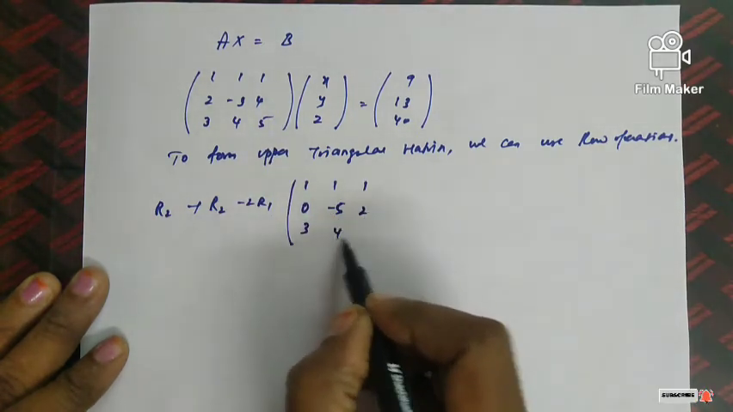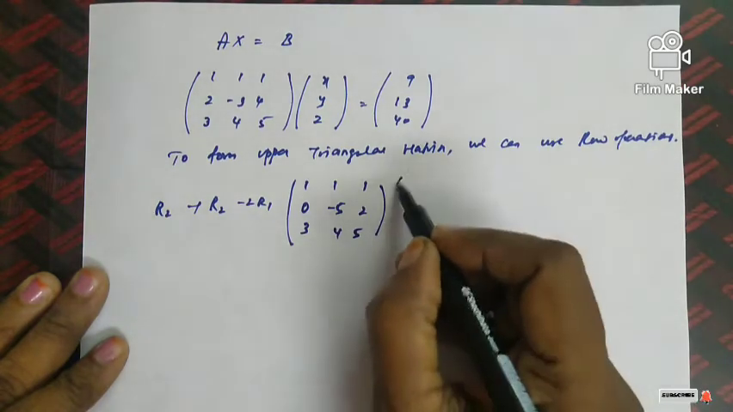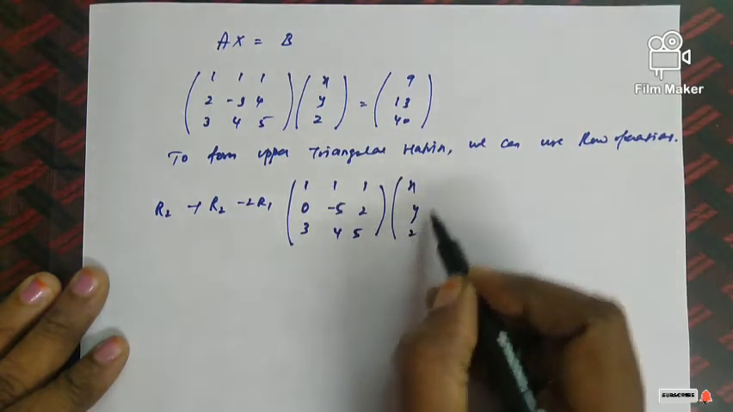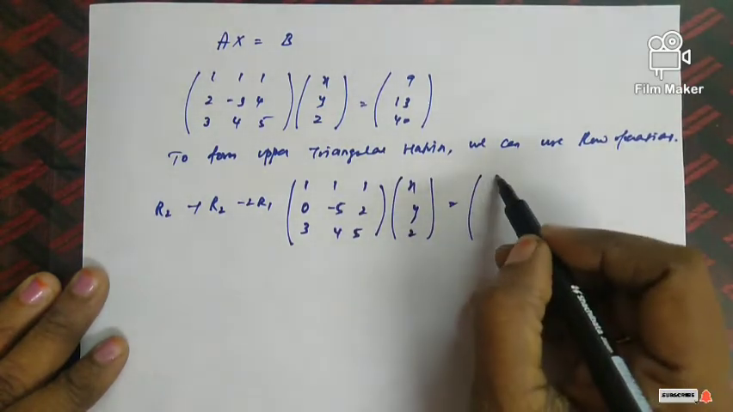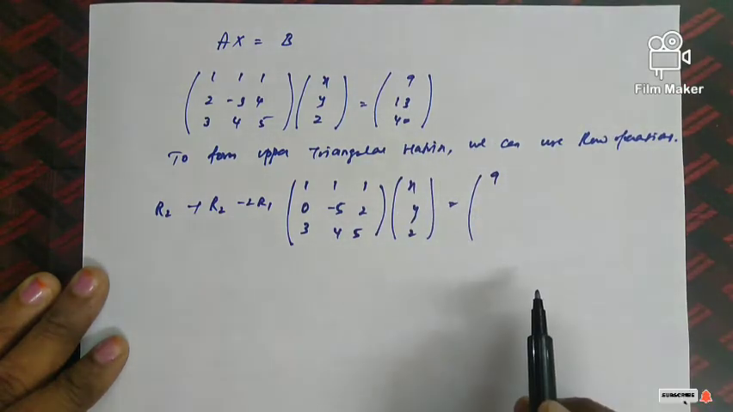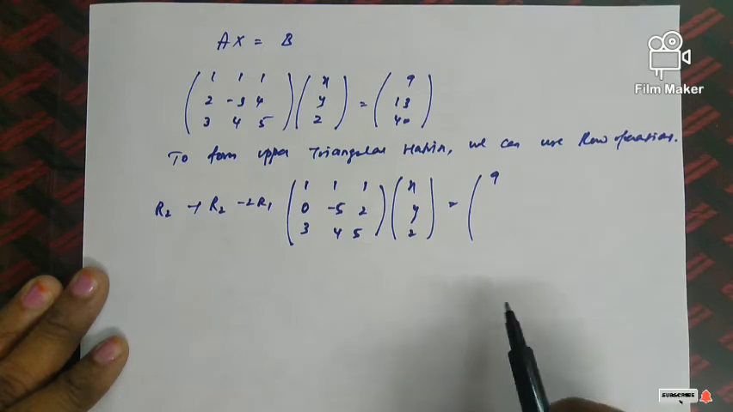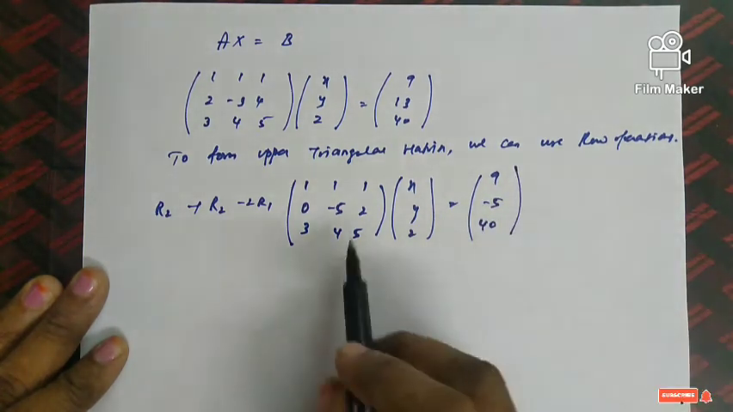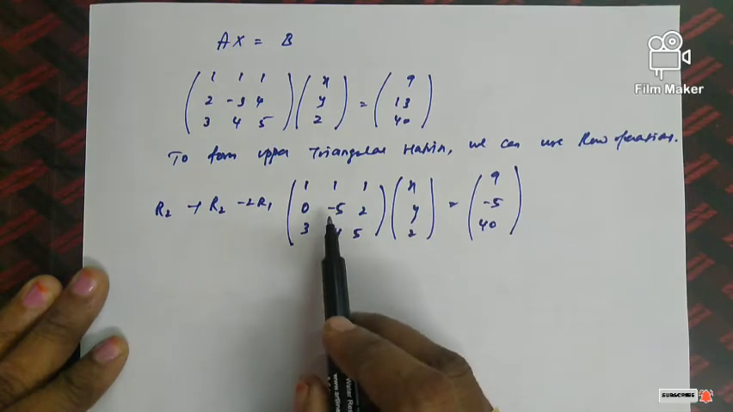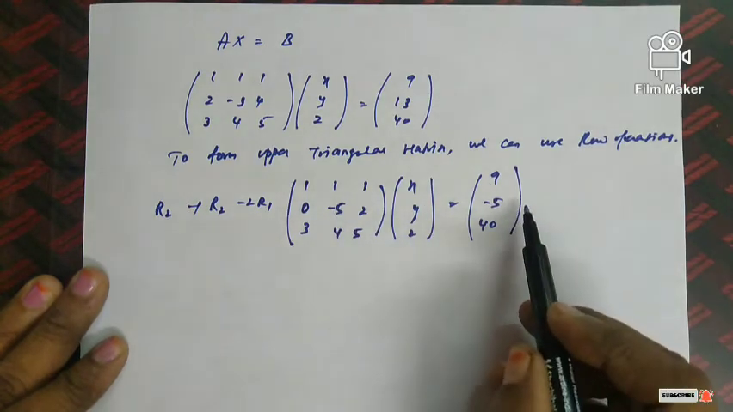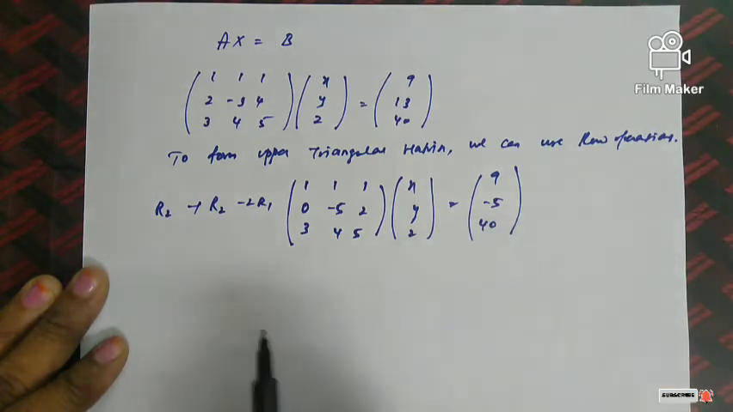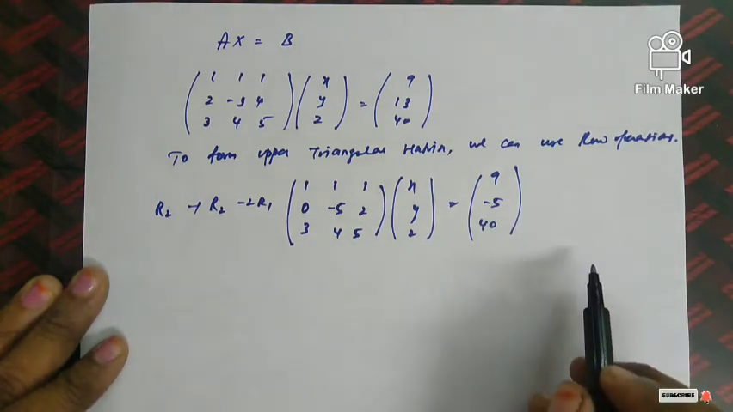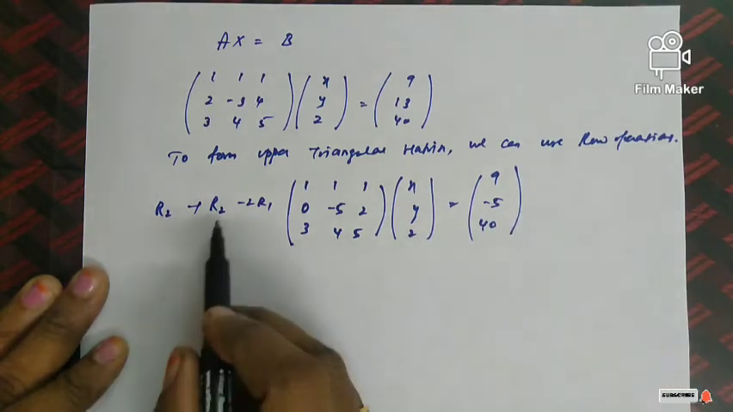So the remaining terms we can write as they are, and there is no change in the x, y, z, and here also R1 is 9, we can keep as it is. 13 minus 2R1, 13 minus 18, so minus 5 and 40. Whatever you are doing on the left hand side, the same operation we have to apply on the right hand side also. Left hand and right hand, on both sides you have to apply the operations. So this is the first one.